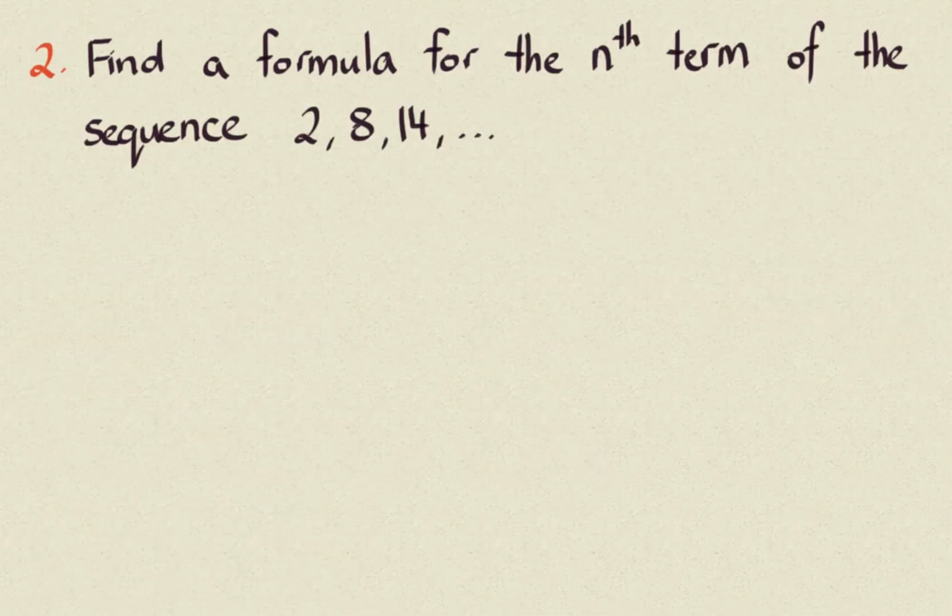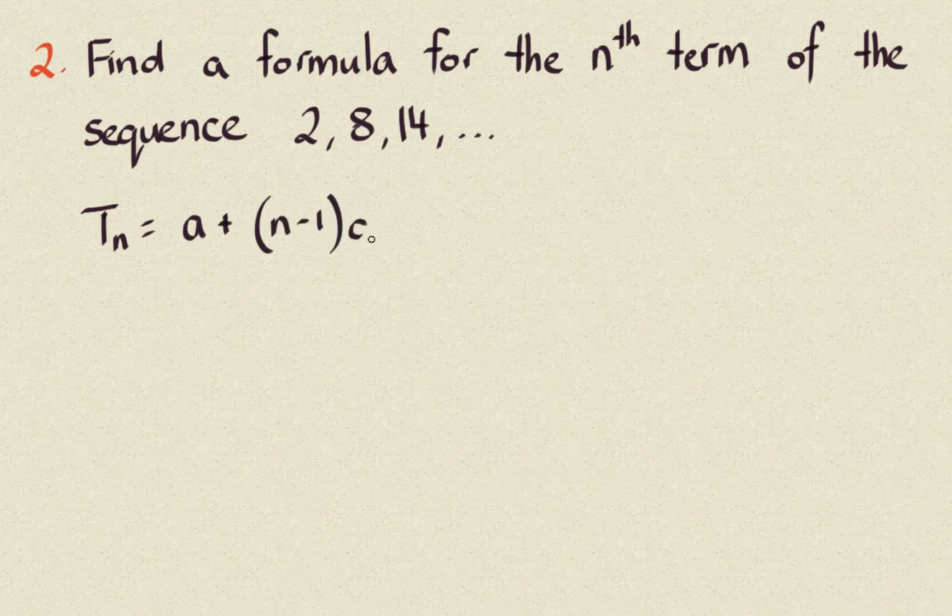On to our second example now. Find a formula for the nth term of the sequence 2, 8, 14, and so on. So once again, we want to be using Tn equals A plus n minus 1 times d. And in this case, we're after the nth term, so we are going to keep n as n. The only things that we need to set up first of all are what our A value is, that's 2, and what our common difference is. And we can see that we are jumping up by 6 each time.